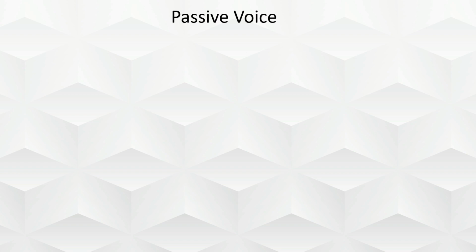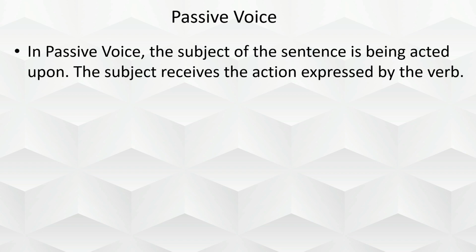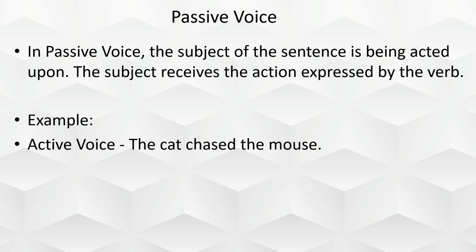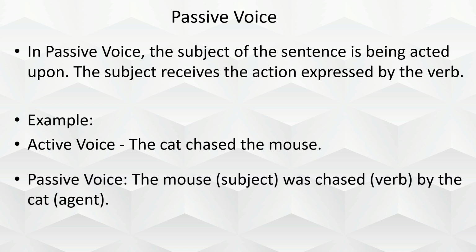Moving further, we'll understand what is passive voice. In passive voice, the subject of the sentence is being acted upon. The subject receives the action expressed by the verb. Example, this sentence in active voice goes like this: the cat chased the mouse. In passive voice, the same sentence would be: the mouse was chased by the cat.